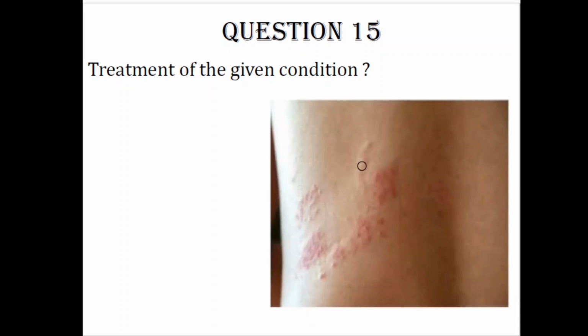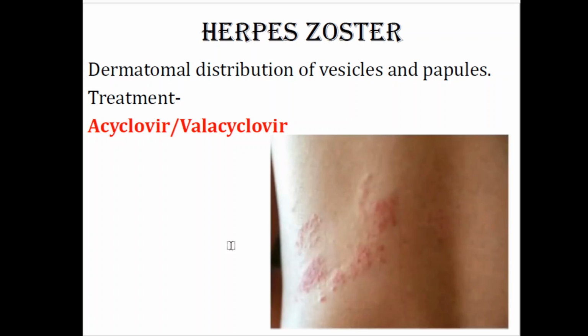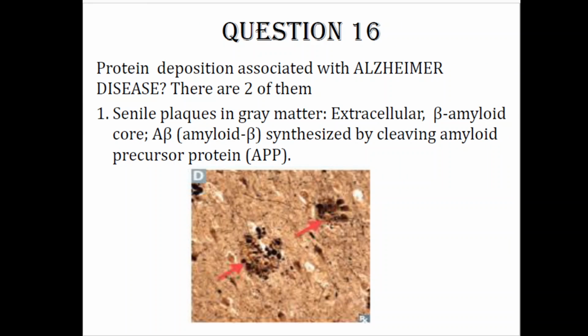Treatment of the given condition. What do you see here? You see papules here, in this given dermatome. Here you see the papule in the given dermatome on the skin, and this is herpes zoster. You see the dermatomal distribution of vesicles and papules, and this is herpes zoster, and the treatment is acyclovir or valacyclovir.